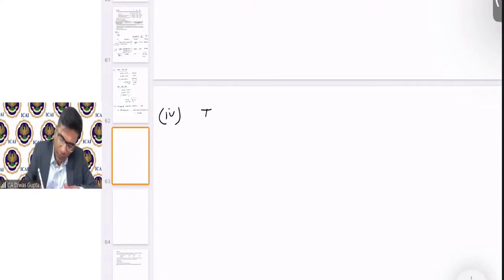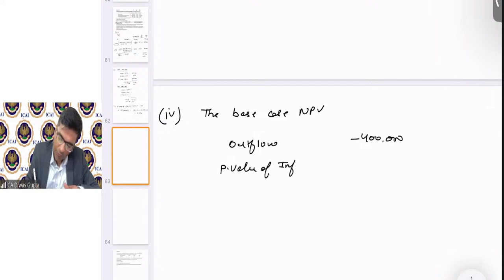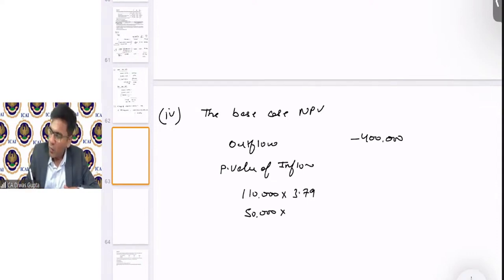So the base case NPV is minus 4 lakhs outflow, present value of inflow 1,10,000 multiplied by 3.79, and 50,000 is the cash flow on account of salvage value multiplied by 0.621. So this comes as in totality 47,950.